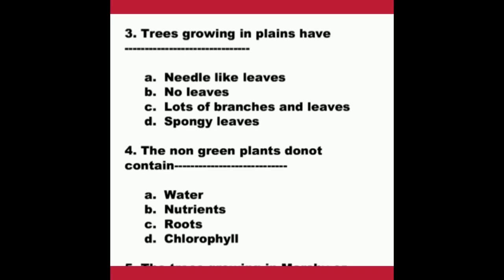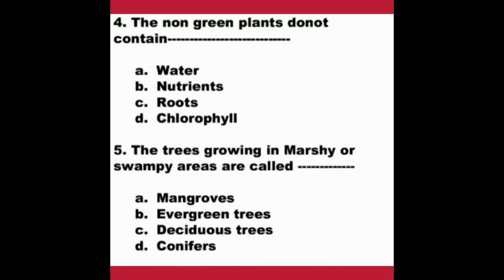4. The non-green plants do not contain answer D, chlorophyll. 5. The trees growing in marshy or swampy areas are called answer A, mangroves. Match the following.